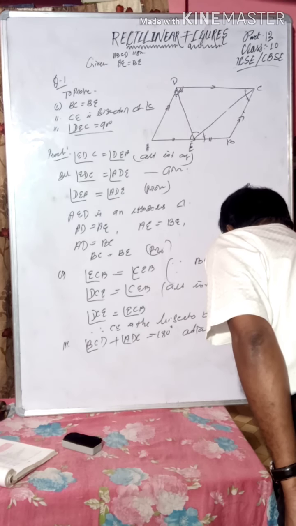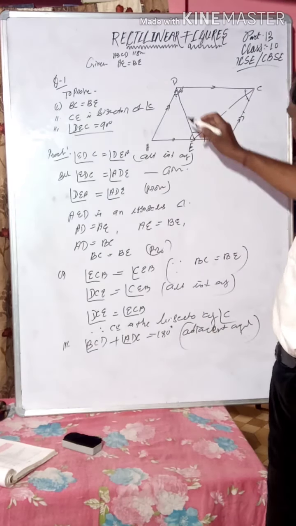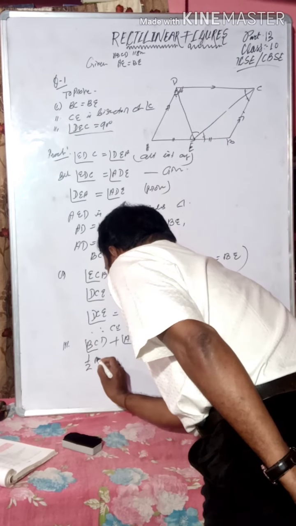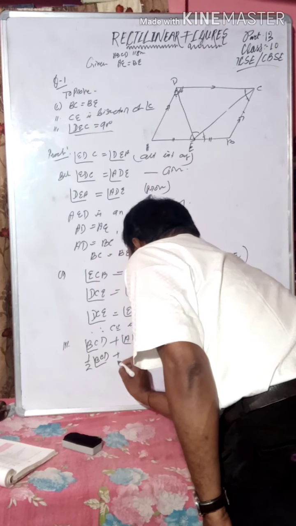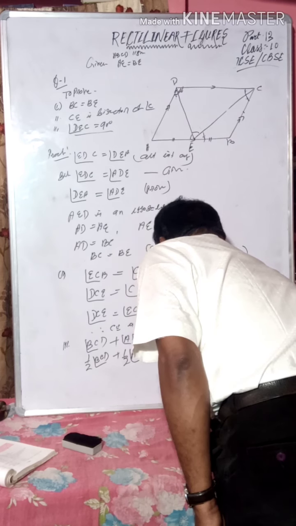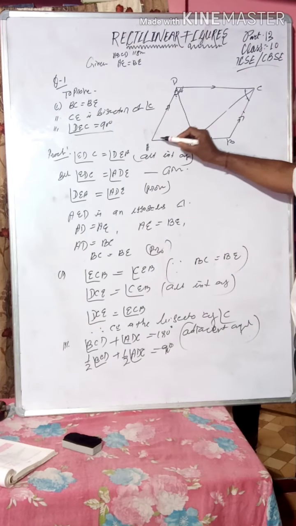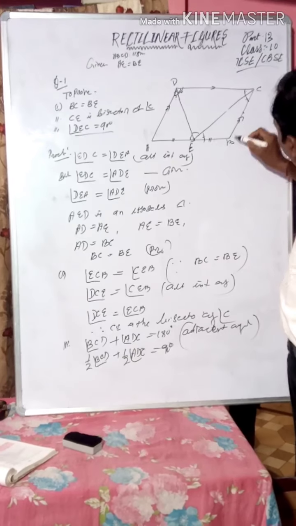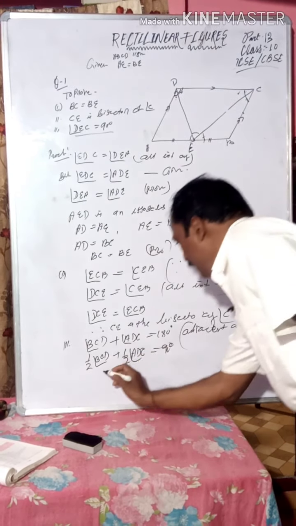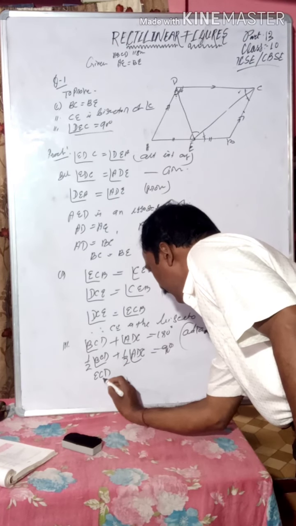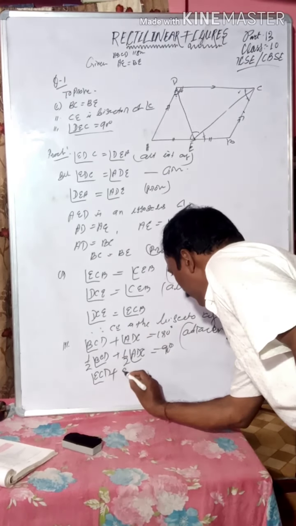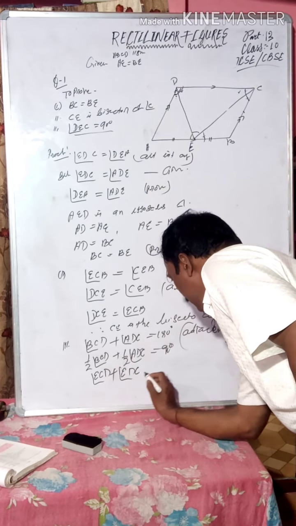Adjacent angle, sum of the adjacent angles. Now half of this plus half of this: half BCD plus half ADC is equal to 90 degrees. So half BCD is equal to this angle ECD. So ECD plus half ADC, EDC, is equal to 90 degrees.